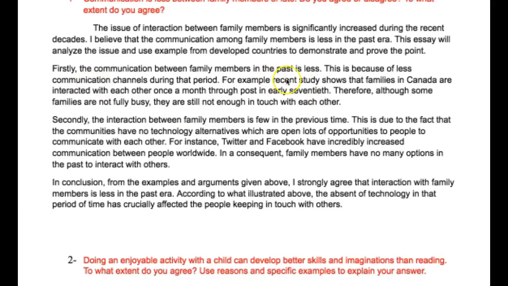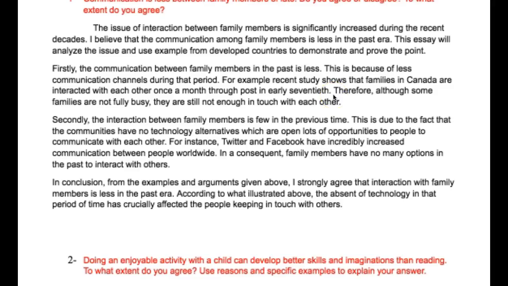For example, a recent study shows that families in Canada are interacting, once again, tense, are interacting with each other once a month through post in the early 70s, perhaps. Therefore, although some families are not fully busy, they're still not in touch enough with each other. Okay, I don't really get this argument, I'm sorry. Okay, it's valid saying that they were in contact, but you should have said distant families, okay, just to make it relevant, and then made a comparison.